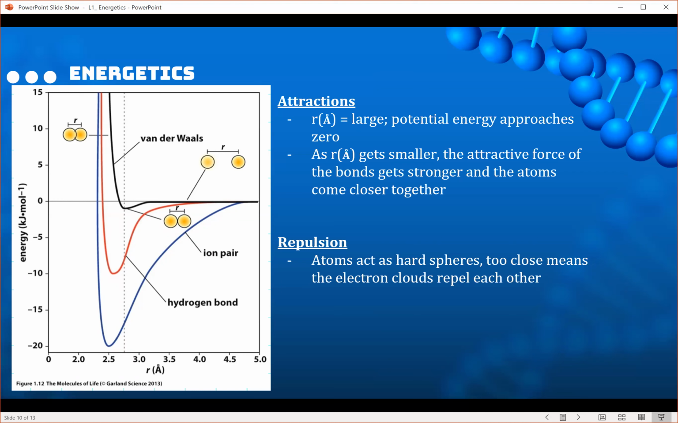This transient, whether it's a transient dipole due to van der Waals, hydrogen bonding, or ion pairs. Ion pairs are basically like magnets with opposite charges.